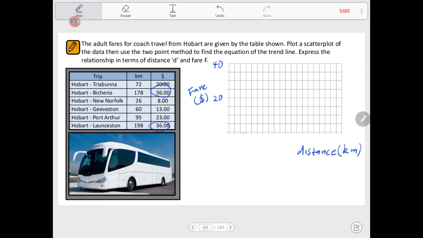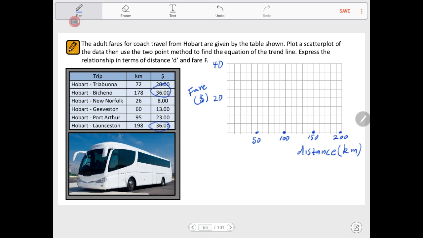So we've got 10, 20, 30, 40, 50 kilometres. And then completing those, that's 100, 150, and finally 200. So that worked out pretty well for that one.